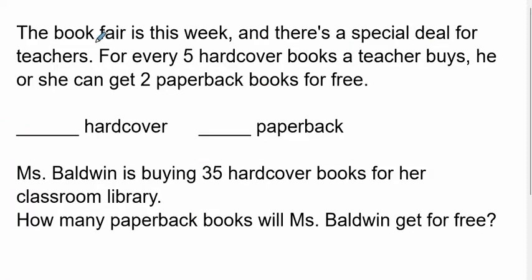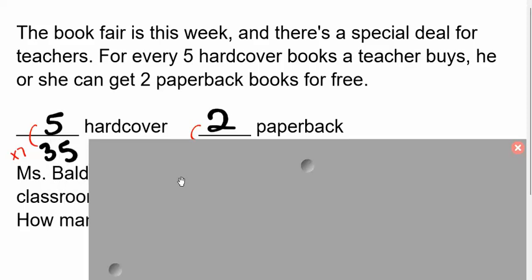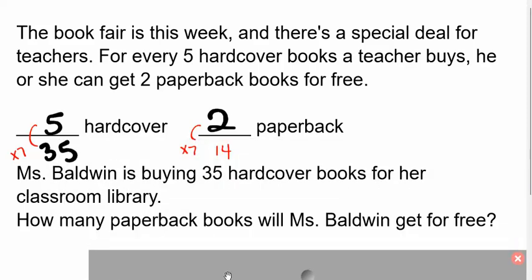Let's see. All right, why don't you pause the video and do this one and see if you can do this by yourself. Pause the video and tell me how many paperback books Mr. Baldwin is going to get for free. All right, you should have put that down as your first initial ratio. Then I want to get to 35. So Mr. Baldwin should get 14 free books. Woo-hoo!